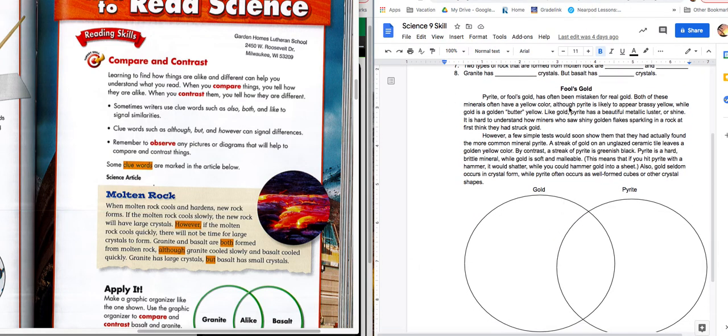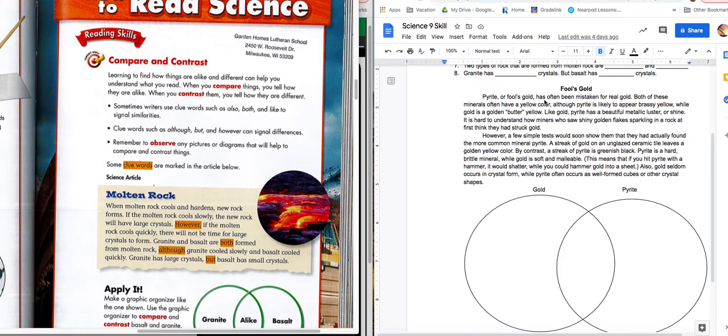And so today we're going to talk about what's called fool's gold. Fool's gold is really pyrite, and we're going to see why it's called fool's gold. So what I'm going to do, guys, is I'm just going to read this paragraph. Your job is working with this Venn diagram. Write down things that are only gold, write down things that are only pyrite, and then in the middle you write down things that both of them have. So this would be comparing in here, how they're similar. This would be the contrasting on the side, how they're different.